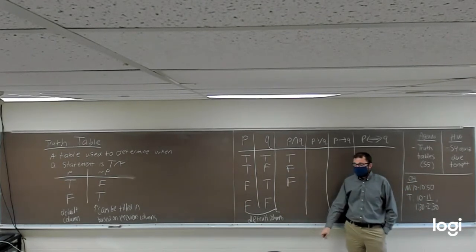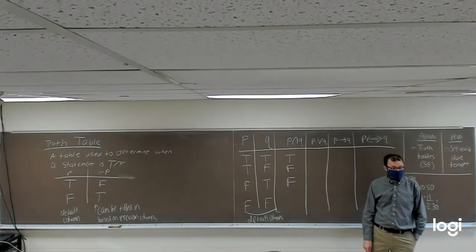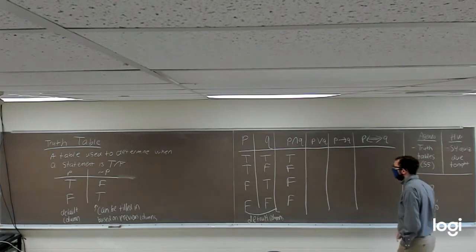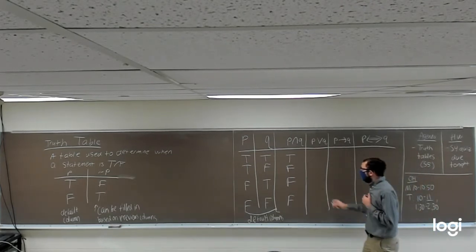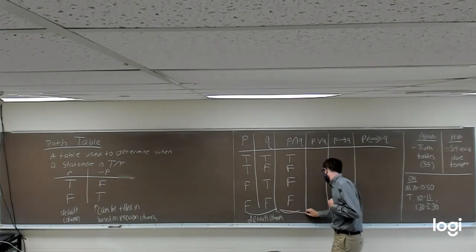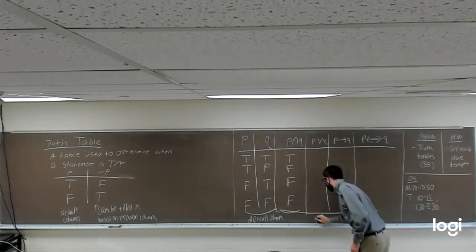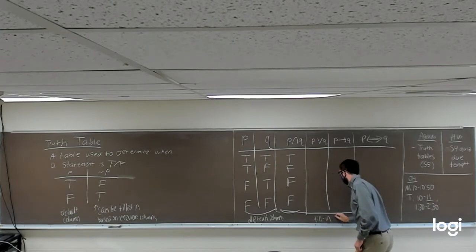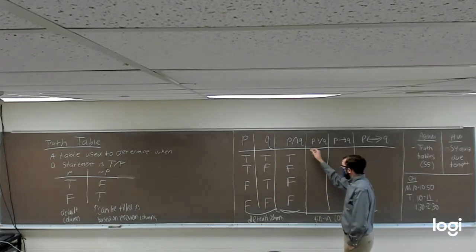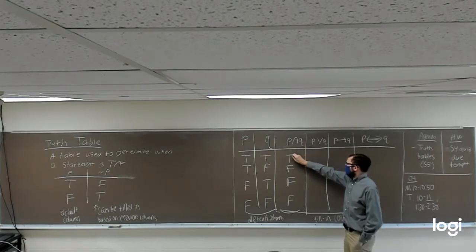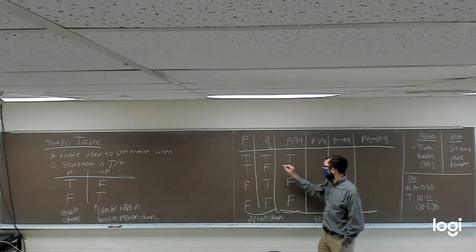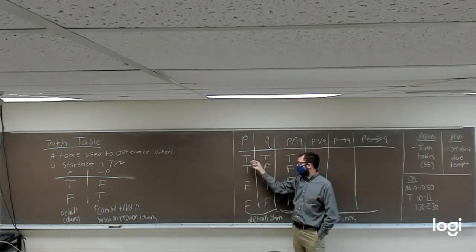And finally, if P and Q are both false, the and statement is going to be false. So in other words, in the P and Q column, this is one that we filled in. Actually, all of these are fill-in columns. We see that P and Q is only true in a single row, the row where P and Q are both individually true.